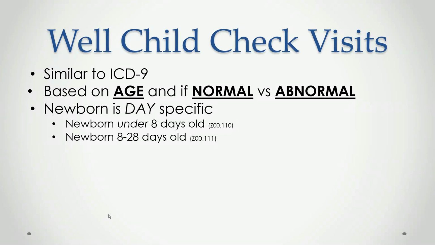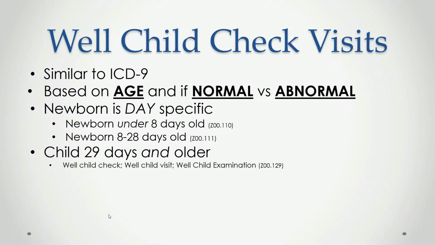For example, for a weight and color check. If it's between 8 to 28 days old, you want to pick the code that specifies the day. The rest, 29 days and older, is the same code for well child. The only difference here is whether or not it's normal versus abnormal.